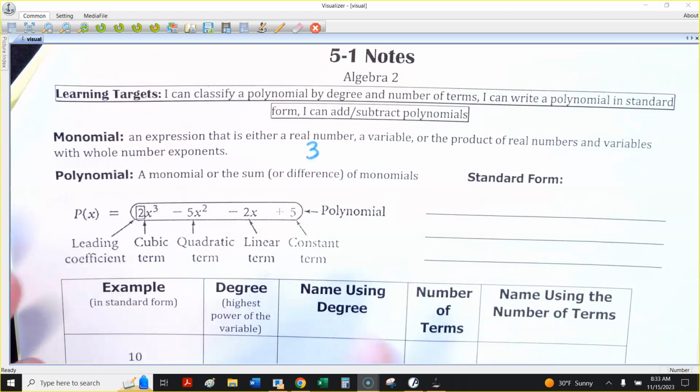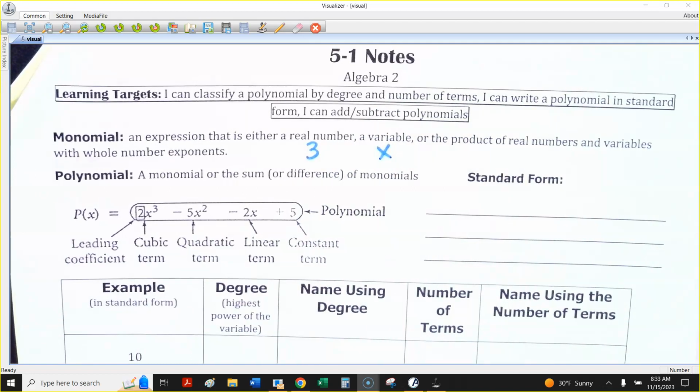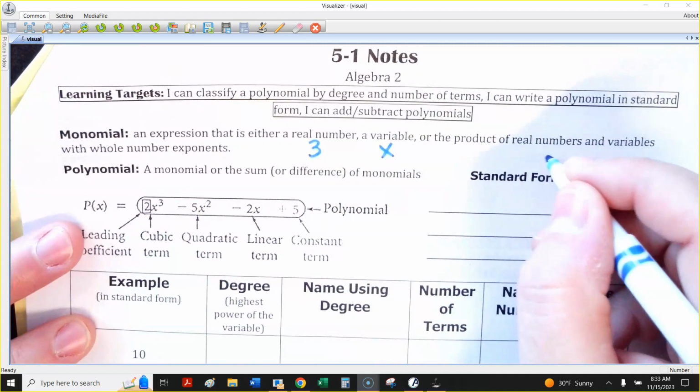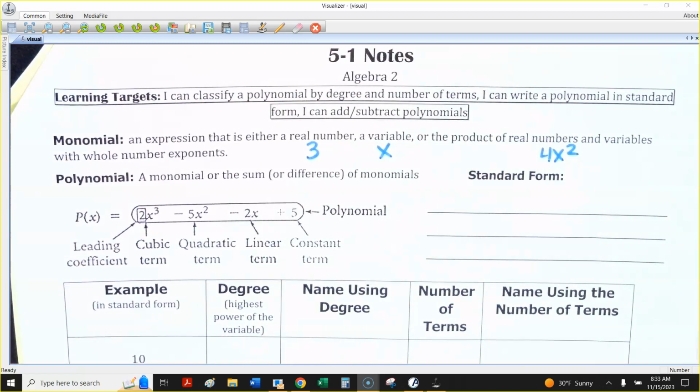It could be a variable, so maybe just literally like an x, or it can be the product of real numbers and variables with whole number exponents. Okay, so something that would look like a product of real numbers, variables with whole number exponents, maybe something like 4x squared. That would be that last part of that description.